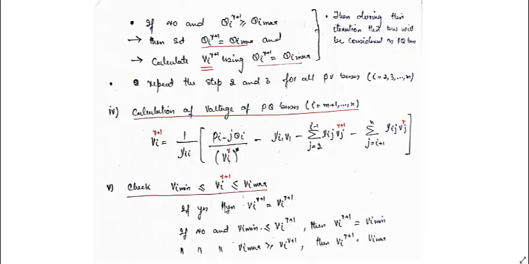After calculating all the voltages, we have to check the voltages for their limits. If it is within the limits, well and good, it remains as it is. If no, if V_i^(r+1) is less than V_i minimum, then V_i^(r+1) should be equal to V_i minimum. Or if V_i^(r+1) is greater than V_i maximum, then V_i^(r+1) is taken to be V_i maximum. We are not going to take the calculated value, we are going to take the limited value of the voltage in that case.